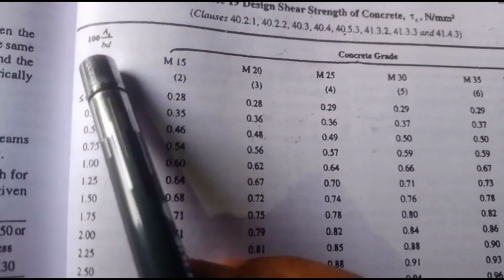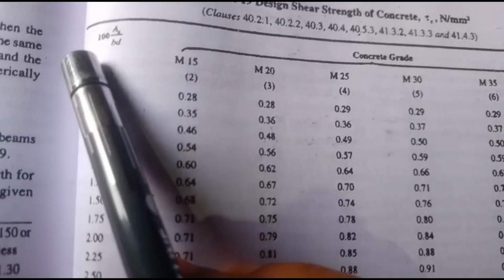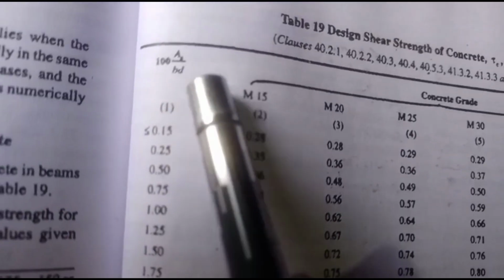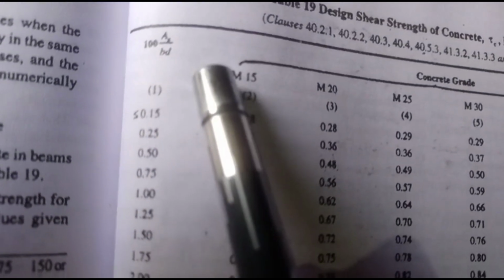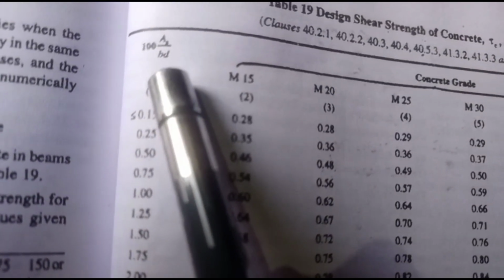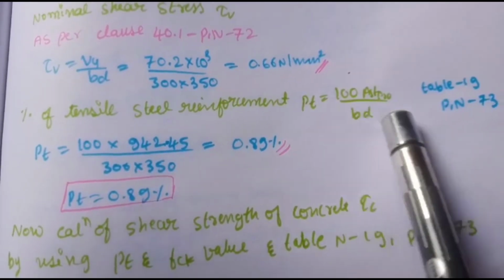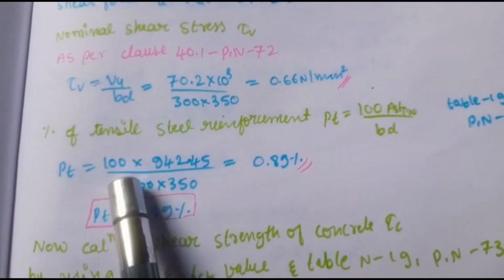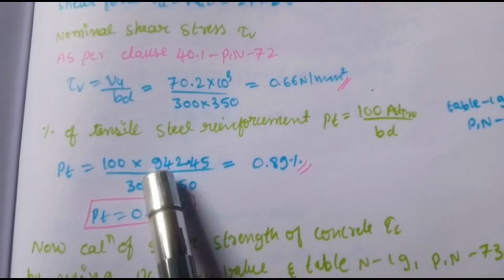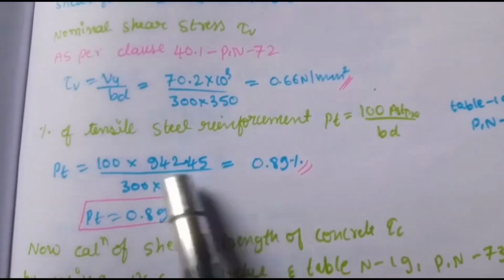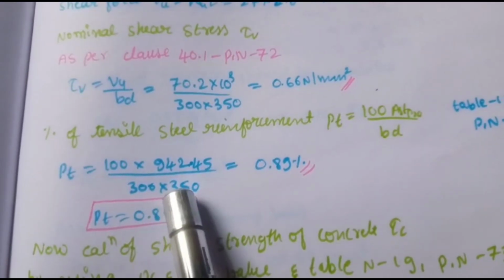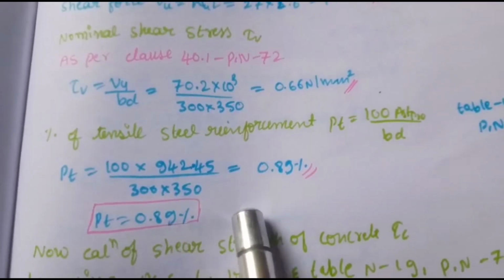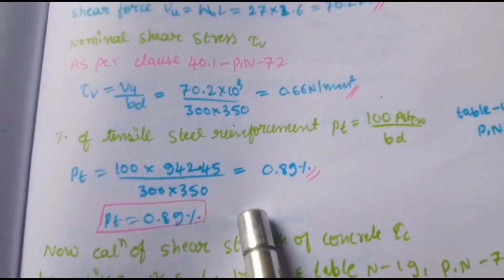So here the formula for the percentage of tension steel reinforcement, that is denoted as PT, is 100 into AST divided by B into D. So by using this formula we will calculate the PT. The same formula which is given on page number 73 I have written here. So substitute all the values. PT is equal to 100 into our AST provided value we got, 942.45, divided by B value 300 mm and D is 350. After simplifying we will get our PT value as 0.89%. This is how we calculate the PT.